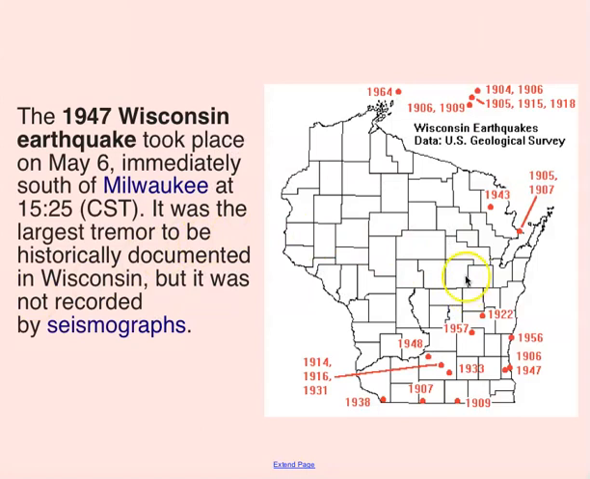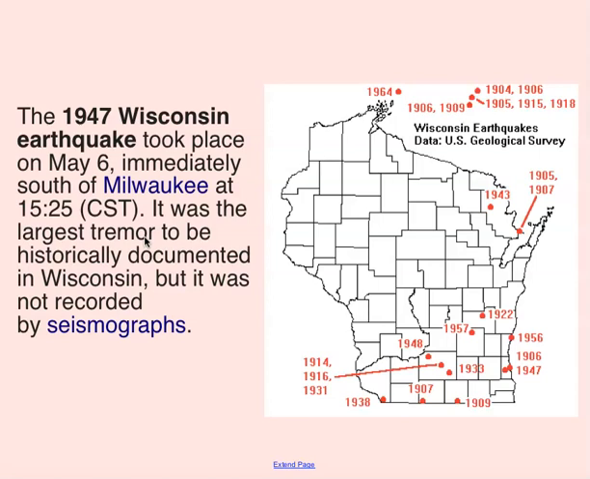Now, when we look at this map, in 1947, a Wisconsin earthquake took place on May 6, immediately south of Milwaukee. It was the largest tremor to be historically documented in Wisconsin, but it was not recorded by seismographs. As a result, if you talk to some geologists or look at some websites, they're going to say no earthquakes have ever happened in Wisconsin. But we have proof that they've happened.